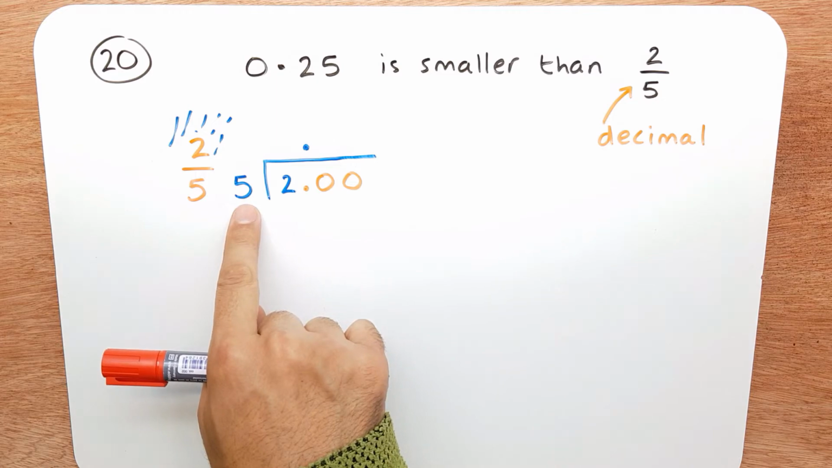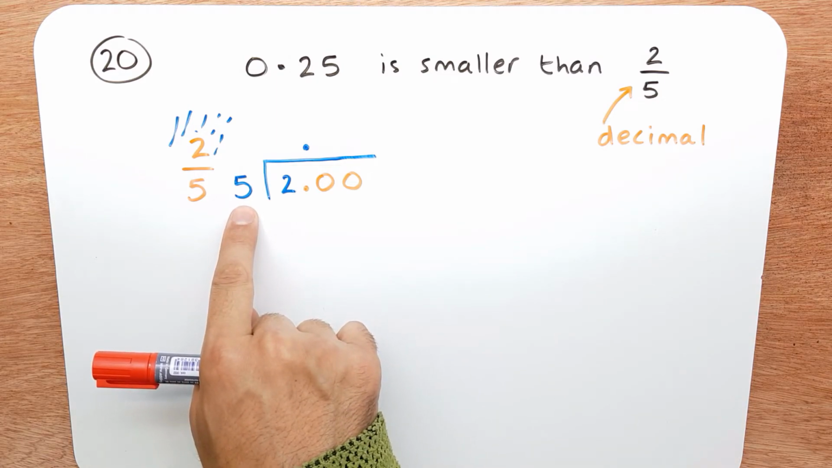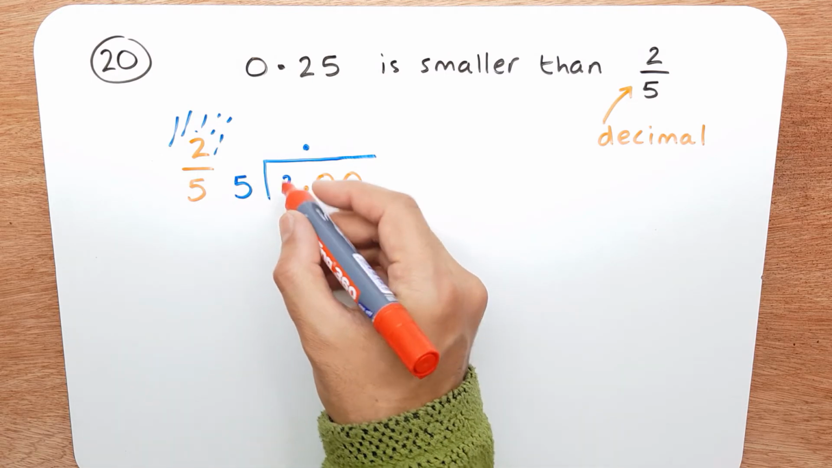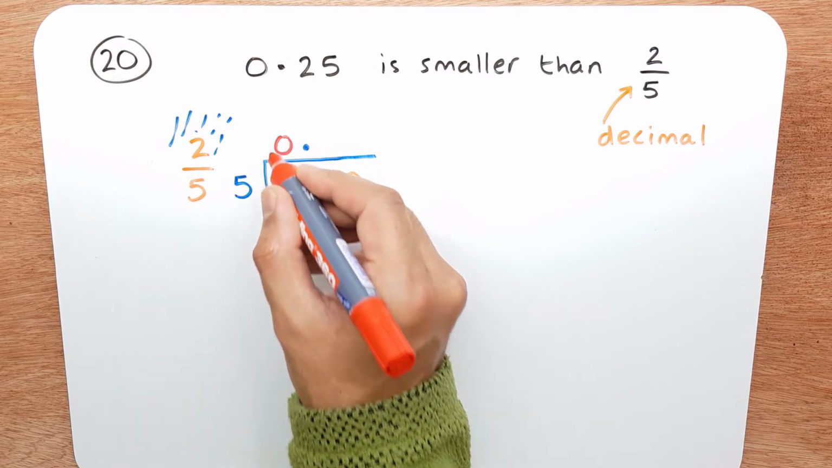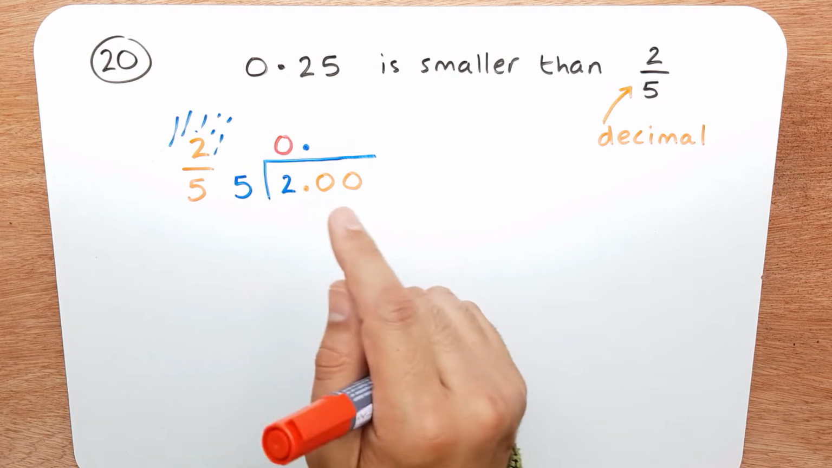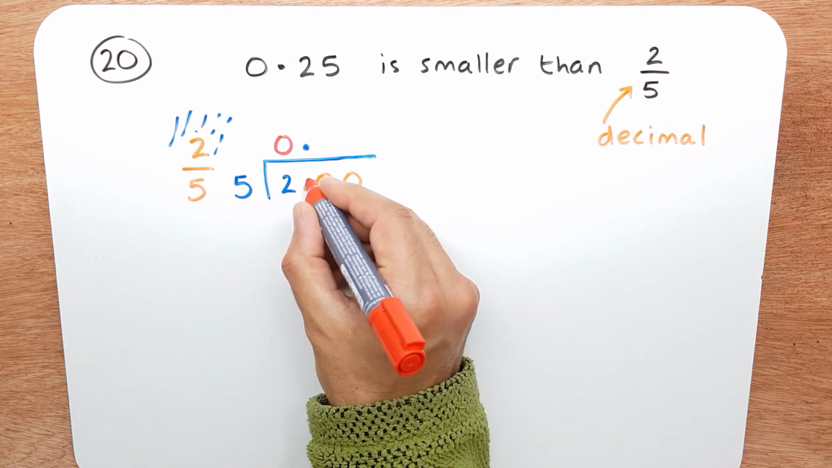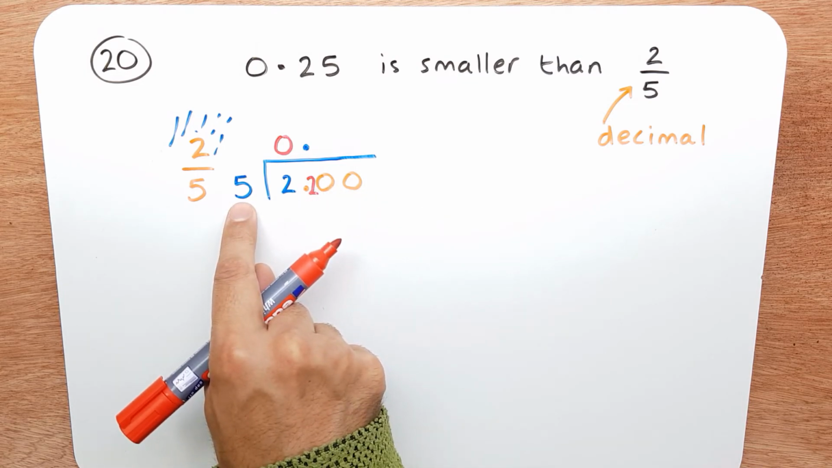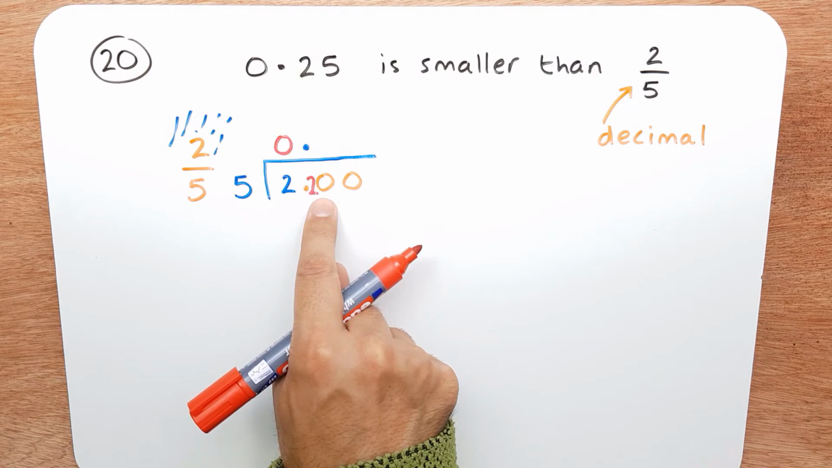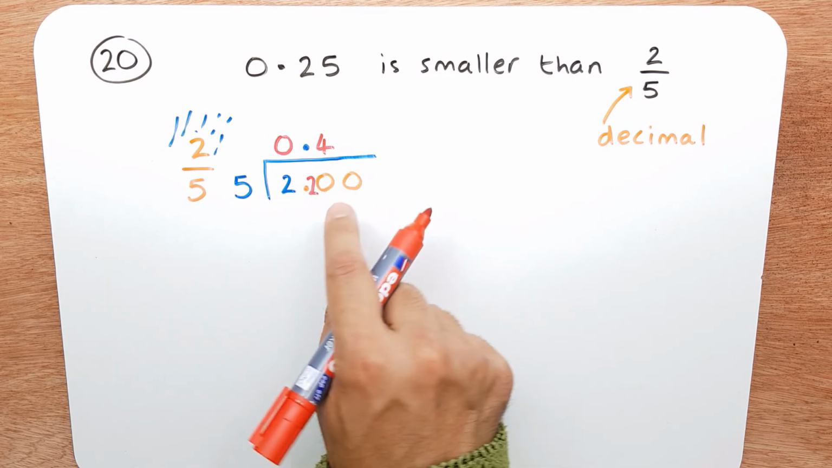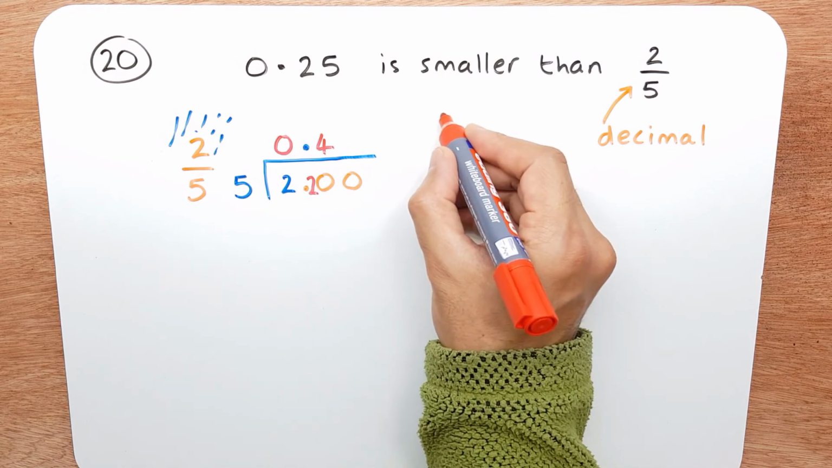Now what I can do is ask myself, how many 5s are there in 2? I can't get any, I've not got enough, so I put a 0 there. And this 2 gets carried over to the next column. So this 0 becomes 20. How many 5s are there in 20? I know that that is 4 because I know my 5 times table.